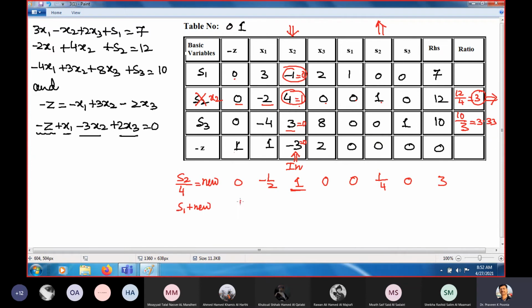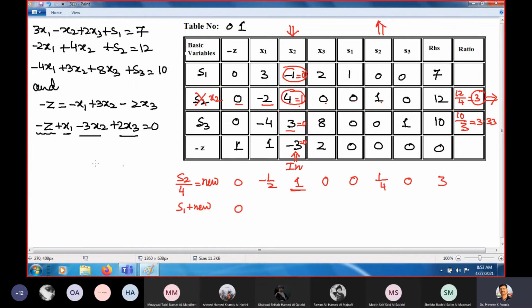0 plus 1, it is 0. Sorry, 0, wrong, I told you. S1 plus new. 0 plus 0. 0 plus 0 is 0.